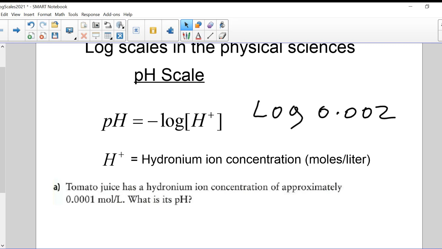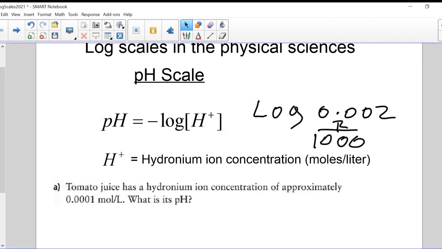Why is it negative? Because 0.002 is actually 2 over 1,000. That's what 0.002 is. So if I'm saying, what number do I raise 10 to get this decimal number? That's going to be a negative number, right? So numbers that are this small are going to be negative. So in order to make it positive, they put a negative sign in front of the log of this hydronium ion concentration, and that turns it from a negative number to a positive number. So it's really that simple.